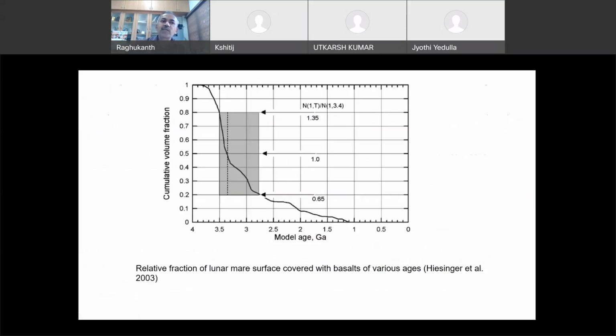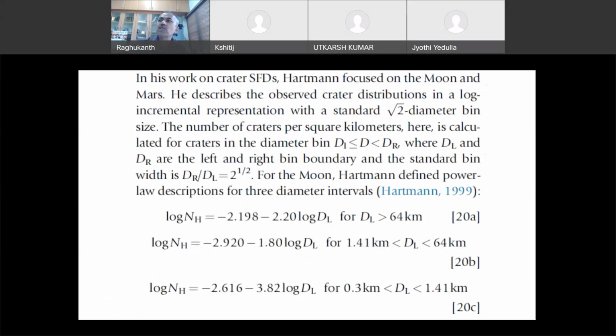So relative fractions covered with basalts, they have estimated the ages and other things also. Of course, we will come back to this figure after some point of time. The Hartmann production functions are nothing but size frequency distributions only, as I already told you, right? So he started with this √2 diameter. You remember that NASA's document also shows your bin size should be √2. So that concept he took, and then he fitted a straight line.